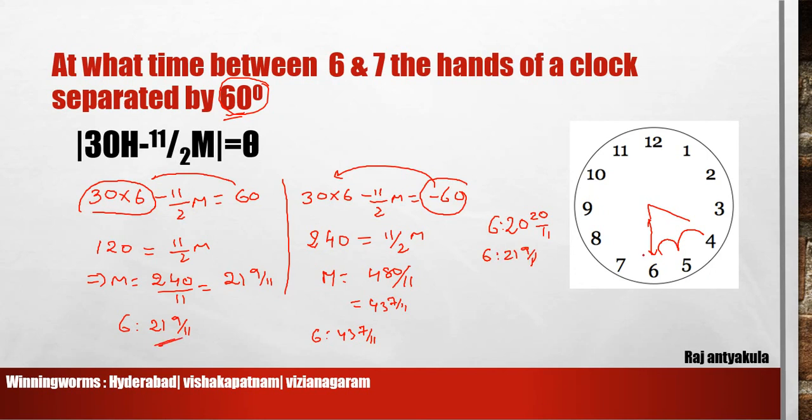Now coming to the other side, the other direction. 6 to 7, 30 degrees, and 7 to 8, 30 degrees. From 6 to 8 the angle will be 60 degrees. So 6, and if the minute hand is at 8, it means 40. So 6:40, write down 40 by 11. 40 by 11 is nothing but 3 7 by 11. If you add 3 to the 40, you will get 43. So 6:43 7 by 11. So either way you can do this.